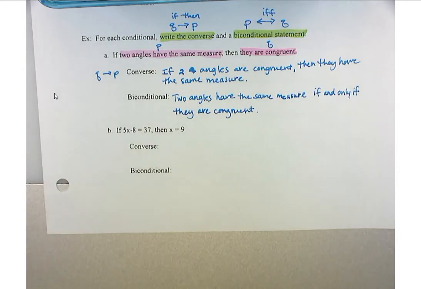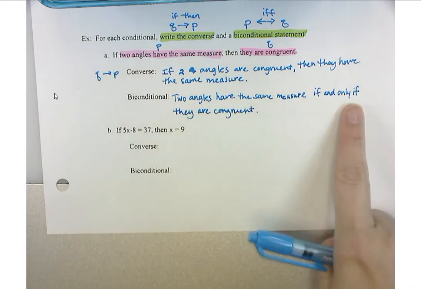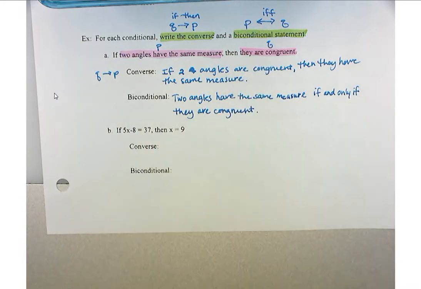Okay, so two angles have the same measure if and only if they are congruent. So I'm taking exactly what P said, if and only if, exactly what Q said. Yes. When you're writing those out, if you do the IFF, will you get marked down for that? No. You could do IFF. Yep, that'd be fine.